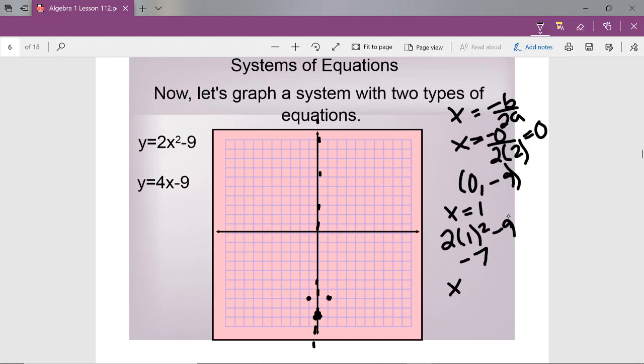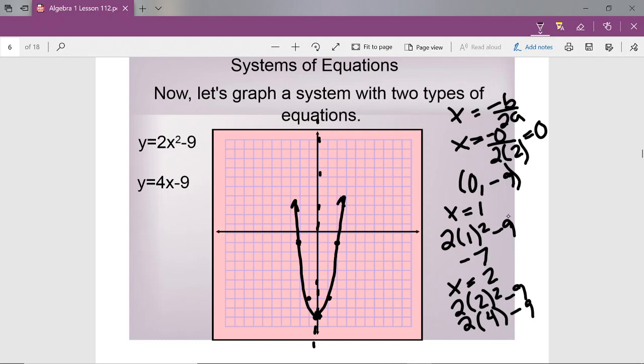Let's say I plug in x equals 2. I want another point. 2 times 2 squared minus 9. So that's 2 times 4 minus 9, or 8 minus 9. So I have negative 1. And I can flip it over here to have negative 2, negative 1. And we can see that my parabola is a little bit skinnier than our parent because of that 2 in front of my x squared. And it's shifted down 9 from the y-intercept being negative 9.